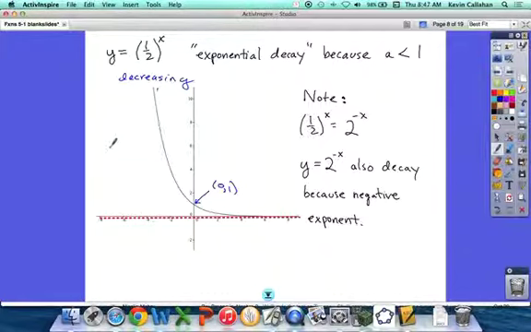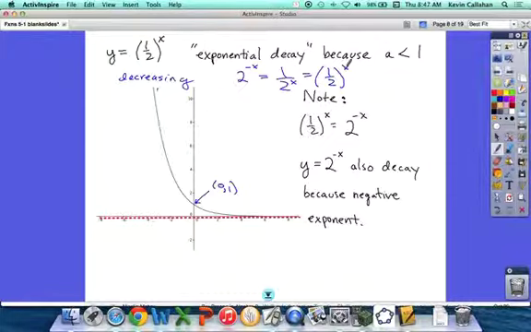Now, if you take 2 to the negative x, right? The book is going to say y equals 2 to the negative x is decay. Even though they say decay is when a is less than 1, they actually don't show it that way. Again, if you look at properties of exponents, a negative exponent means you flip the number to the other side of the fraction. 2 to the negative x is 1 over 2 to the positive x, right? Which is 1/2 to the x. So those are two different ways of saying the same thing.